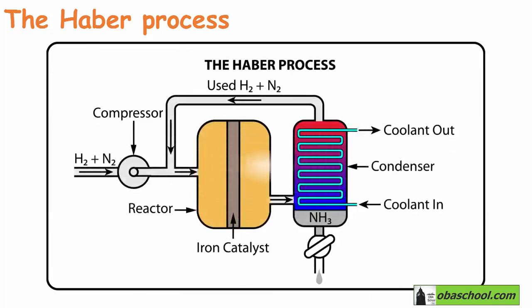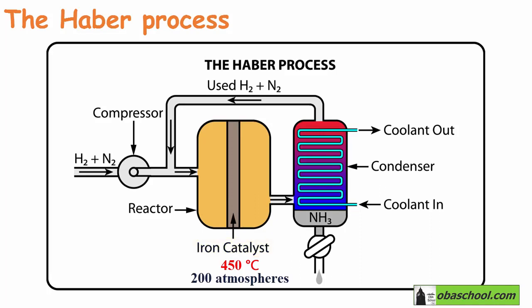The nitrogen and hydrogen must be purified. Then they will pass over an iron catalyst at a high temperature, which is about 450 degrees Celsius, and a high pressure, about 200 atmospheres. And the product of this reversible reaction will be ammonia.